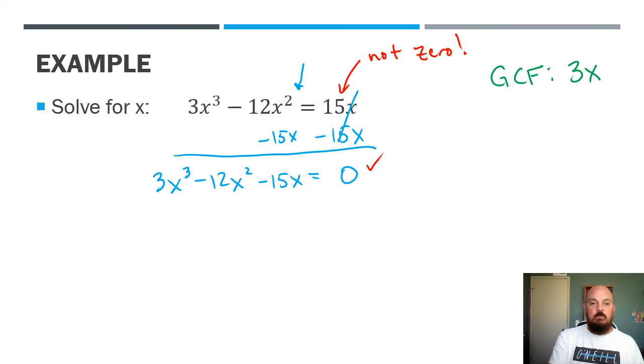So this time, let's put this in parentheses. I am dividing everything by 3x. Reverse distributive property, that brings it out front.